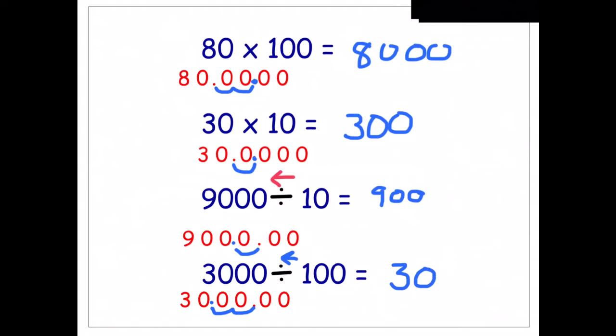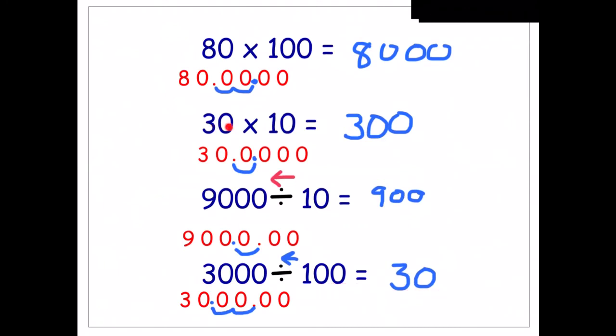Now, an even quicker way to get these answers would be just to add or remove zeros. So if I look at my first one again, 80 times 100, well, all I've got to do is add on two zeros because there's no decimals involved, give me 8,000. 30 times 10, add on 1 0, give me 300. 9,000 divided by 10, remove 1 0, 900. And 3,000 divided by 100. You remove two zeros because there's two zeros in 100, giving you your answer of 30.